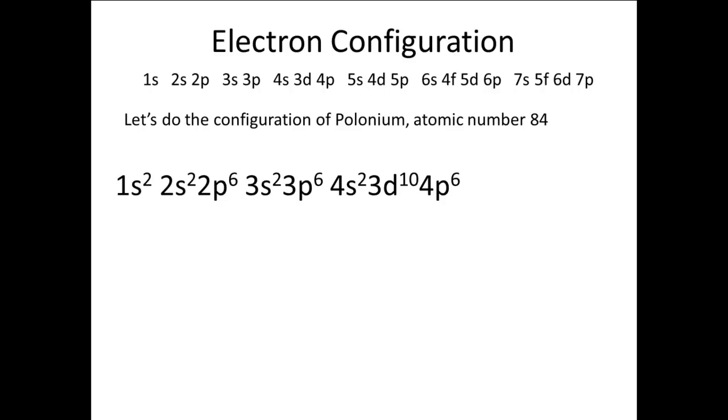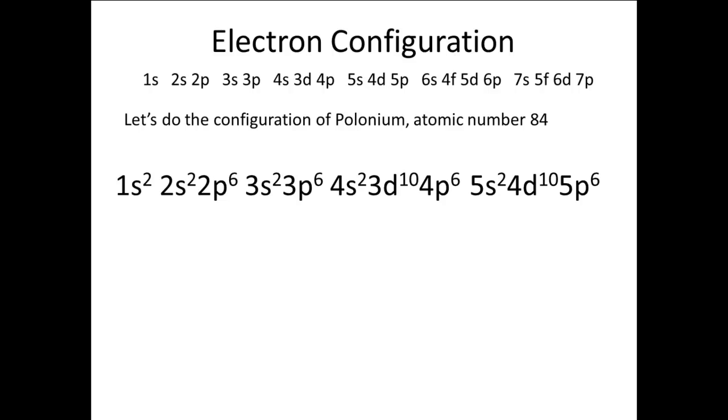After the 3d10 comes 4p6, 5s2, 4d10, 5p6. Let's stop and add up the number of electrons we have shown already before we go too far.